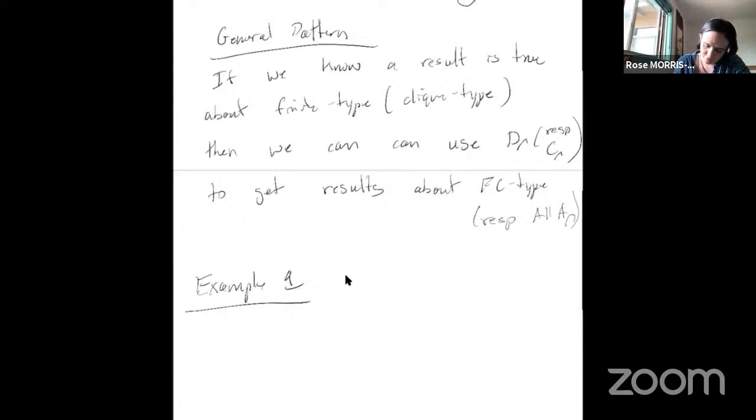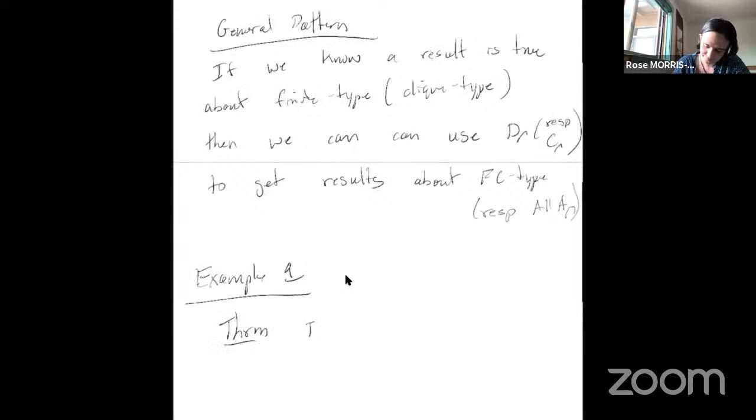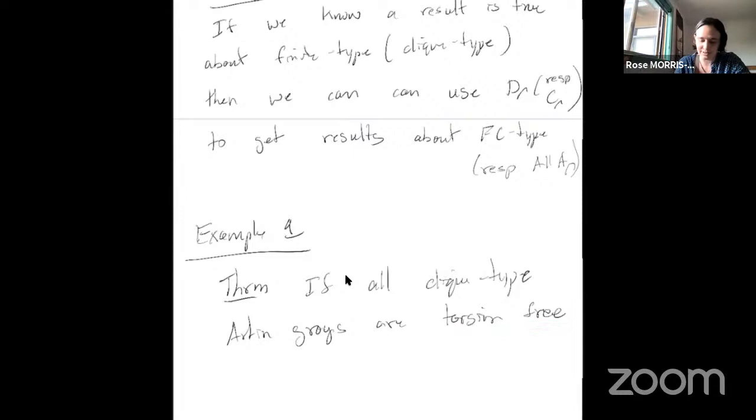All right, so maybe we'll call this a theorem. If all clique type Artin groups are torsion free, so if they have no torsion elements, remember this is one of our open questions. We conjecture that all Artin groups are torsion free, and we know that a lot of them are, but we don't necessarily know about these guys. But if this was true, then all Artin groups are torsion free.